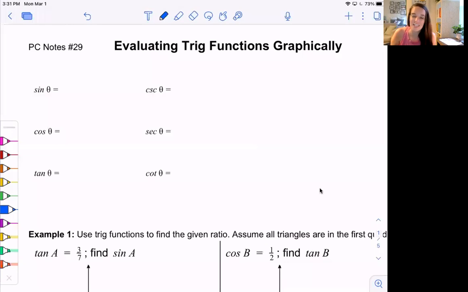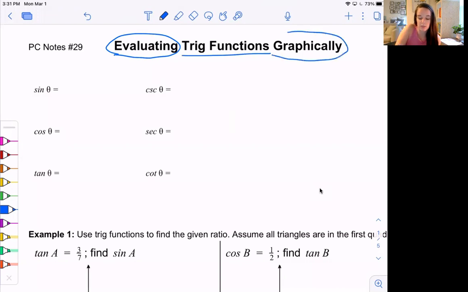Hi everyone, so today we are going to be evaluating trig functions graphically. So evaluate just means calculate, right? We're going to be finding a number or a fraction for our trig functions like sine, cosine, and tangent, and we're going to be doing so by using a graph, so graphically.